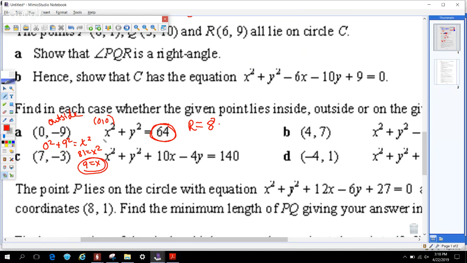So sometimes, usually you would have to do the distance formula, but in this case, we really didn't need to do the distance formula because we knew what the center was. For these problems here, we would have to first find the equation and then do it from there.